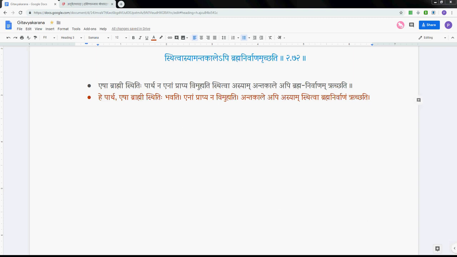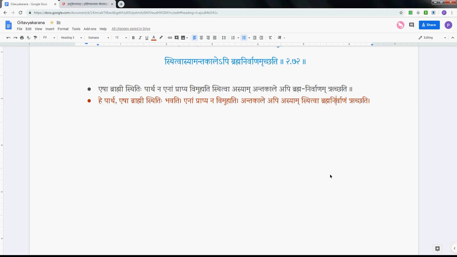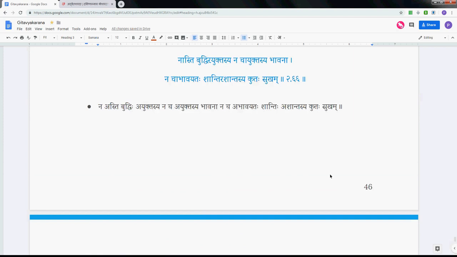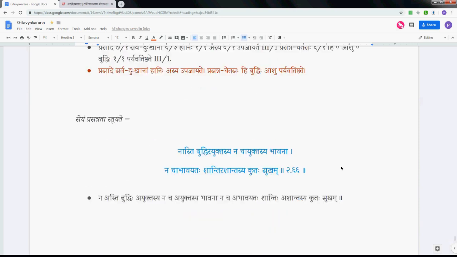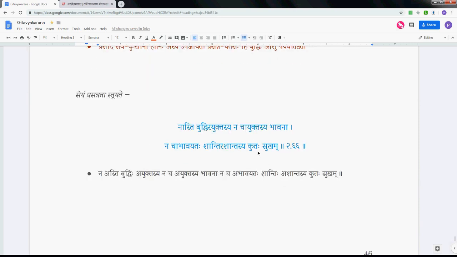I had one more question, related to a shloka from the previous class. I think it was 2.66, where it is said, Ashantasya Kutah Sukham. In this context, I have heard Ashanti explained in a more vyavaharika sense, that if you are not peaceful, you cannot be happy. But here, Krishna is not mentioning this at all. This is not the context of Laukika, right?